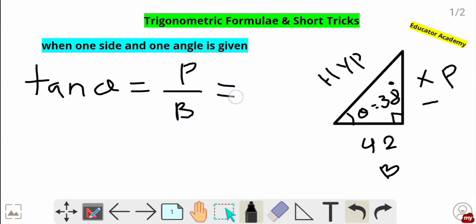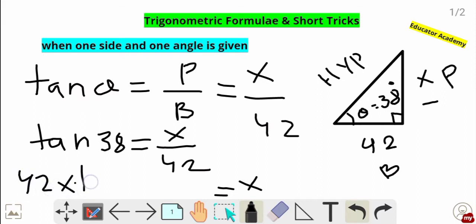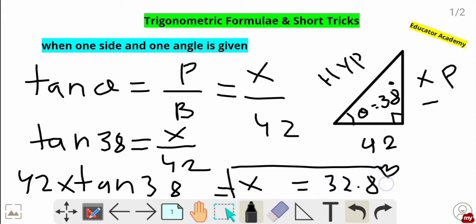The perpendicular which is given is x, the base which is given is 42, and the angle which is given is 38. So tan 38 is equal to x divided by 42. So x is equal to 42 multiplied by tan 38, since 42 is dividing here, so when it moves to the other side it will be multiplying. So x is equal to 32.8. This is our answer.